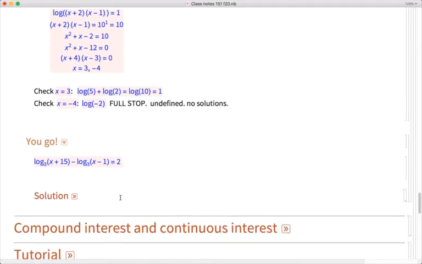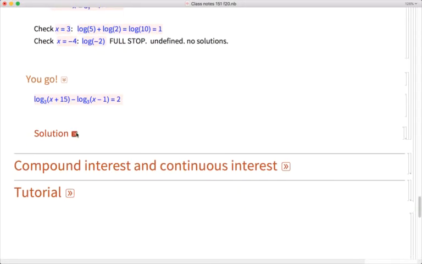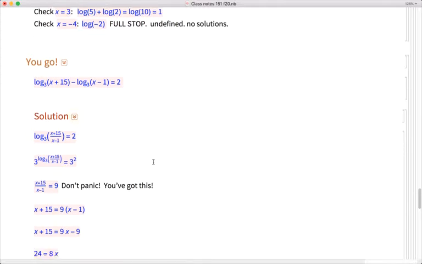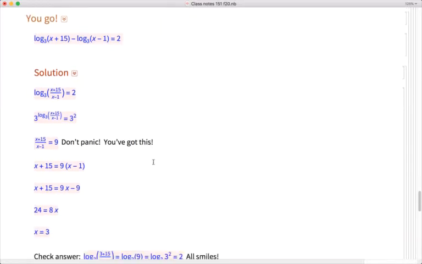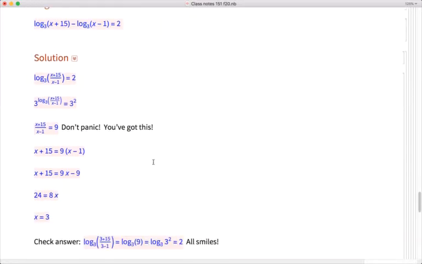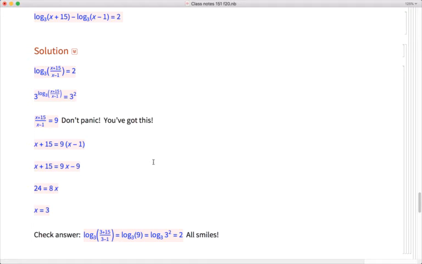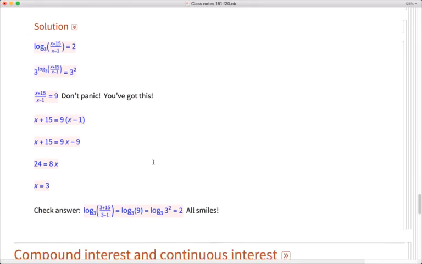Again, you go. I'll give you a countdown, and then click on the solution here. 3, 2, 1. Here's my solution. And I'll just leave you to read it.